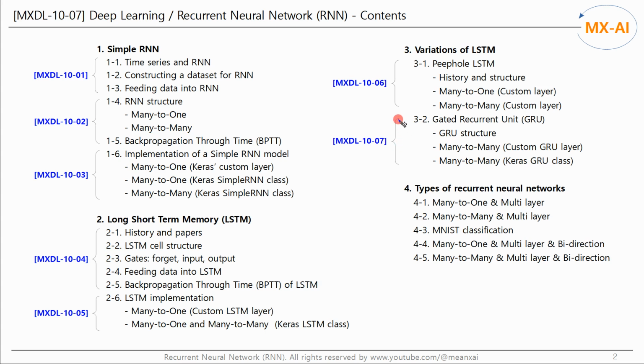So far, we have looked at the structure of the gated recurrent unit and implemented the many-to-many model. In the next video, we will look at multilayer and bidirectional recurrent neural networks.